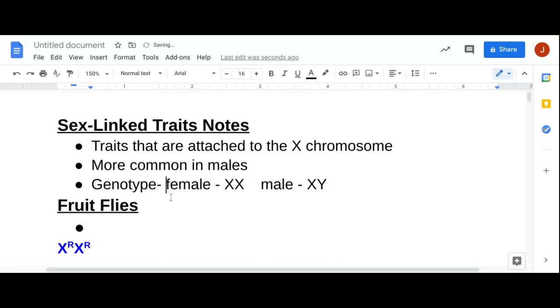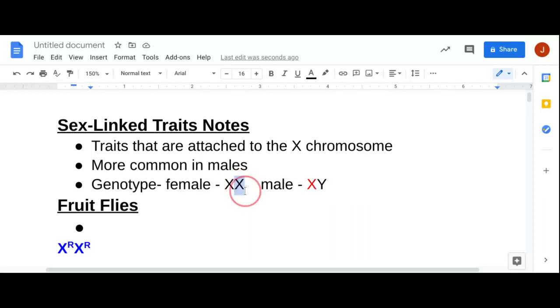So if you have a trait that is not favorable, I'm just going to use color blindness. Color blindness doesn't really have any major problems with it, but it is a sex-linked trait and it can cause issues with determining different things. Males, if males receive a damaged gene, I'm just going to make it red. So they have this trait for color blindness. It shows up on their X chromosome.